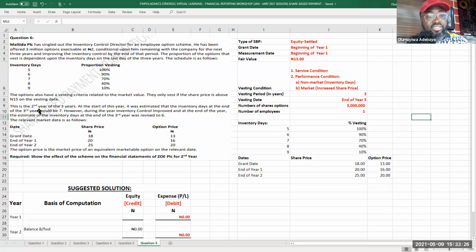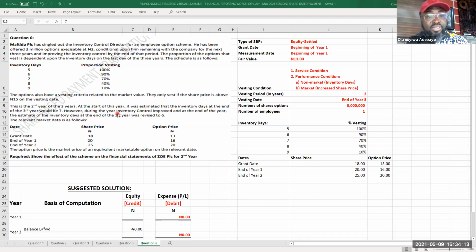It said, this is the second year of the 3 years. At the start of this year, which means 1st of January of second year, which is equivalent of 31st December of first year, it was estimated that the inventory days at the end of the 3rd year will be 7, which means from the information we have here, it then implies that 70% is what is likely going to vest. Okay, that is number 1.